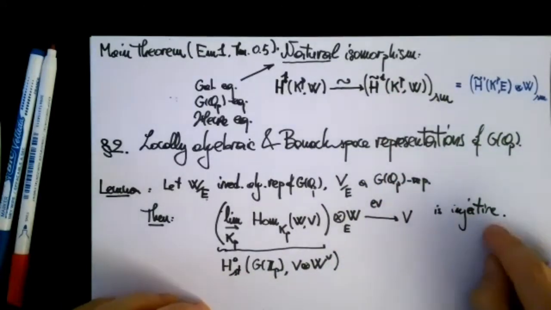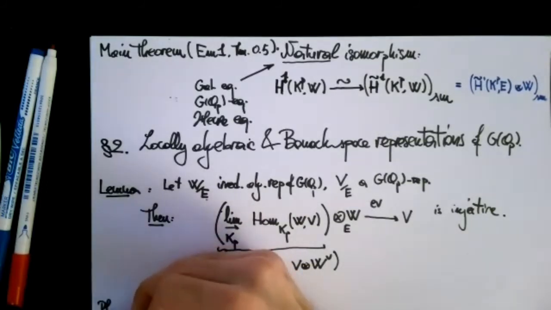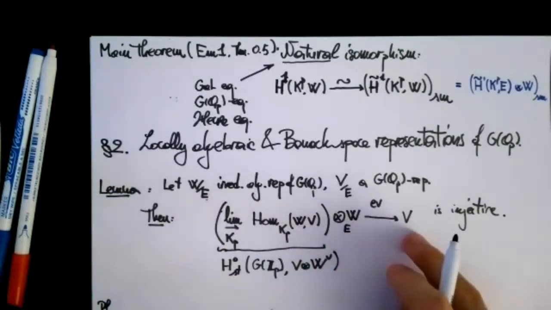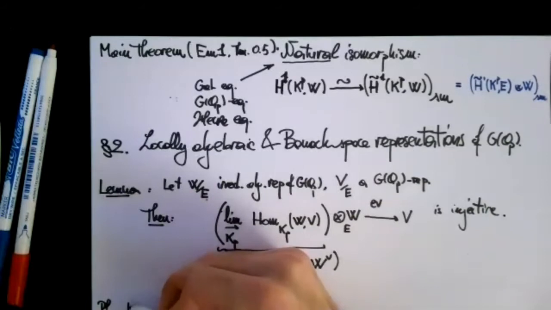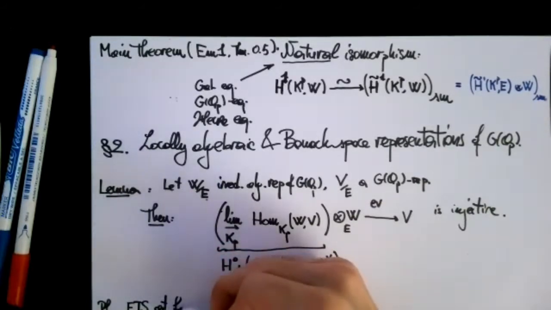So what I want to say is that this map is injective. I give a sketch of the proof. It's enough to show that this map is injective for a fixed level, so it's enough to show it at finite level.